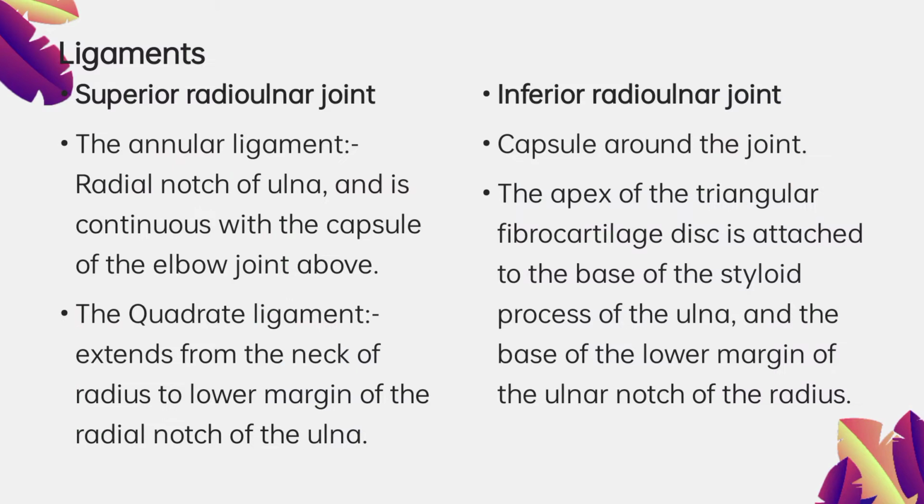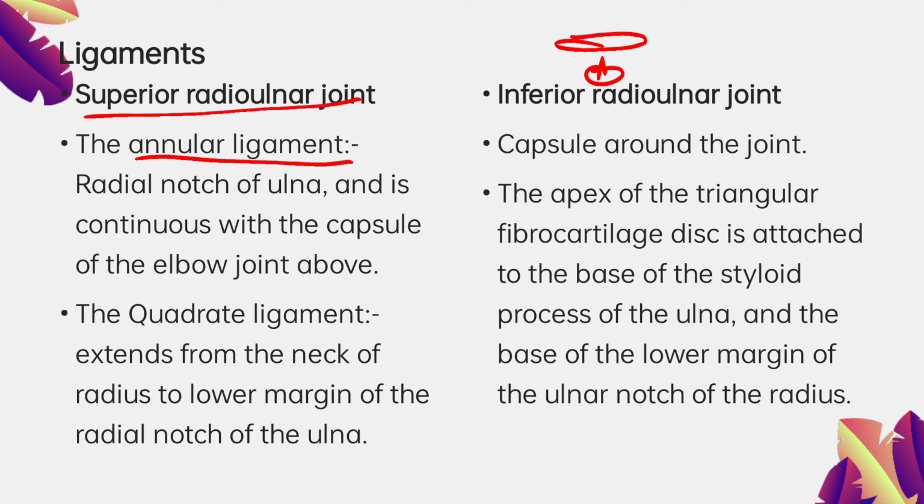Moving further to the ligaments. In ligaments, first we'll see the superior radial ulnar joint. The main one is the annular ligament. It forms 4/5 of the ring, the osteofibrous ring. The annular ligament forms the 4/5 of the ring, within which the head of the radius rotates. So there is this ring, inside which the head of the radius rotates.